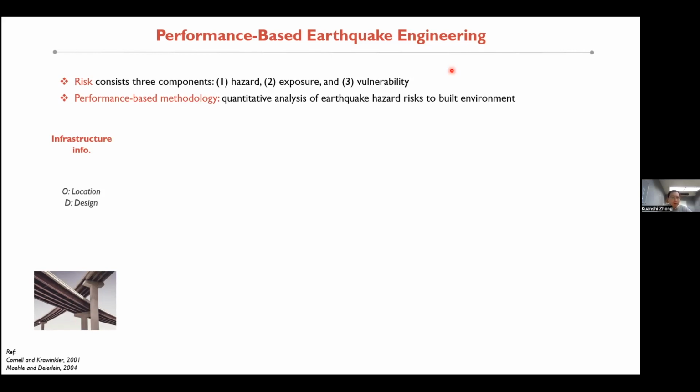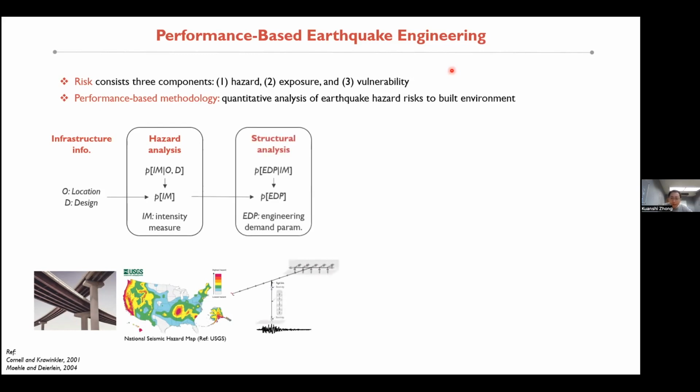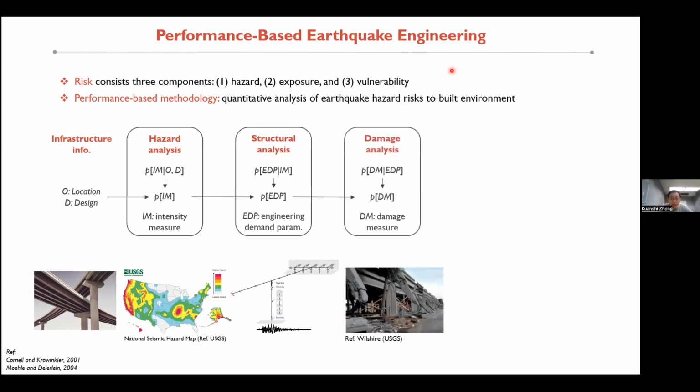Starting from the infrastructure information, for instance, I have a bridge located on Highway 101 in California, and I have its location and design parameters. I look into the national earthquake hazard map to find the hazard, the ground motion intensity, which I will introduce later in the presentation, and which basically describes the earthquake shaking intensity. Then the structural engineer builds a structural model, analyzes the structural behavior, and tries to assess its possible damage under different earthquake intensity levels.